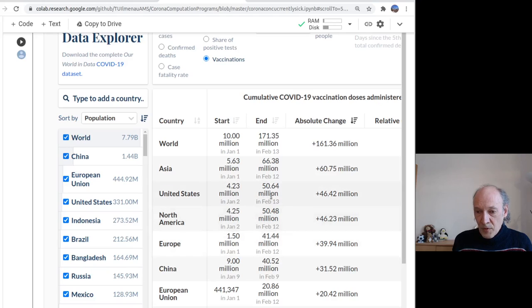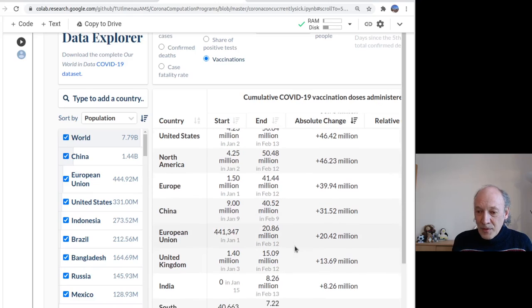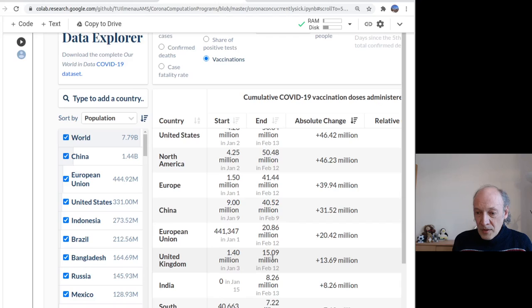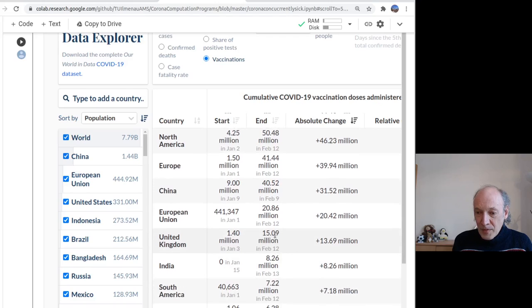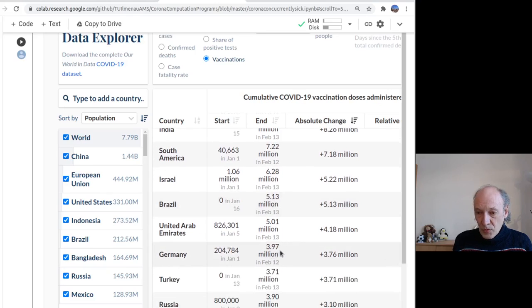So you can see actually the number of vaccinations in the United States and Europe is very similar. Then we have China. China has a much larger population, but actually has much fewer vaccinations, or somewhat fewer. Then the European Union has 20 million, so this is just the European Union. And here the United Kingdom has 15 million. So they started earlier. They already started in mid-December, so that's why they had a head start. Let's see, Brazil is kind of low. Germany has a lower population than Brazil, but in comparison it's actually better.